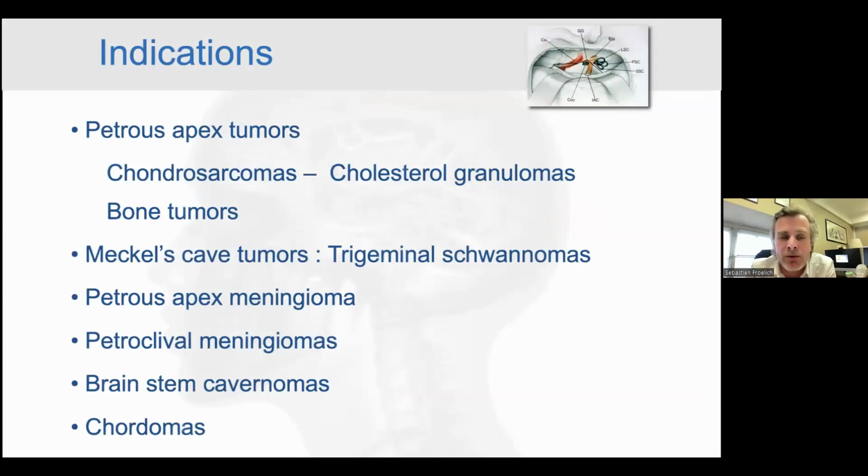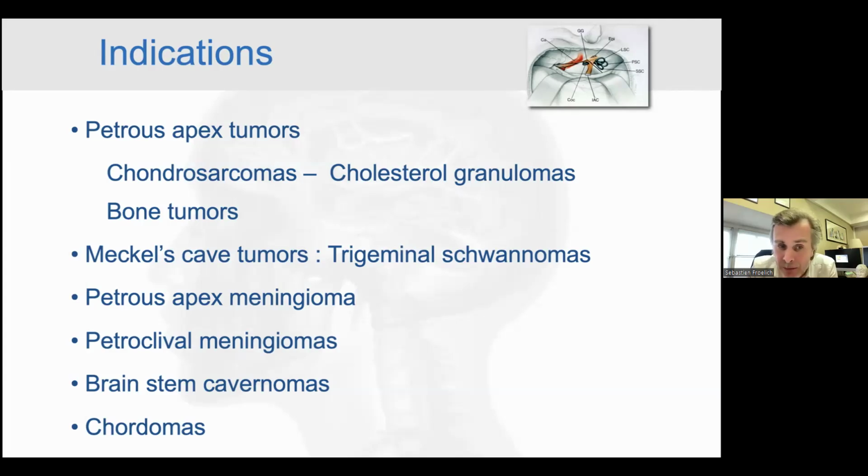The reason why I use this approach, first, is petrous apex tumors. If you have a tumor in the petrous apex, it's a great indication. I have to say that most of those tumors now, I go endonasal, for chondrosarcoma and cholesterol granuloma especially. I use it also for Meckel's cave tumor, trigeminal schwannoma. For some of those, especially those extending into the posterior fossa, you may need to drill the petrous apex to have a better, lower access in the posterior fossa.